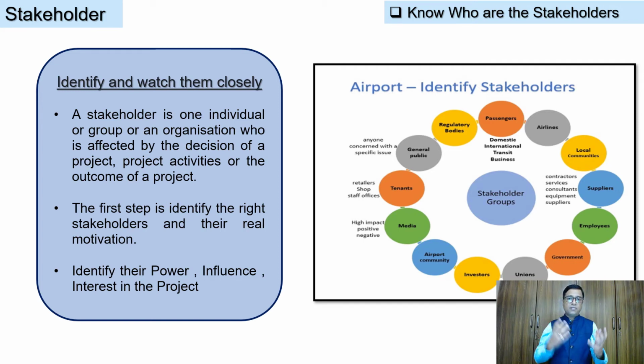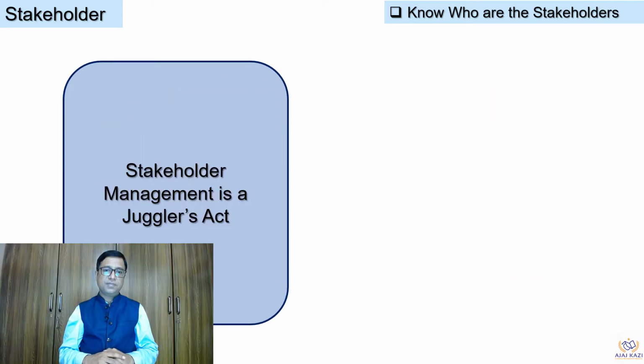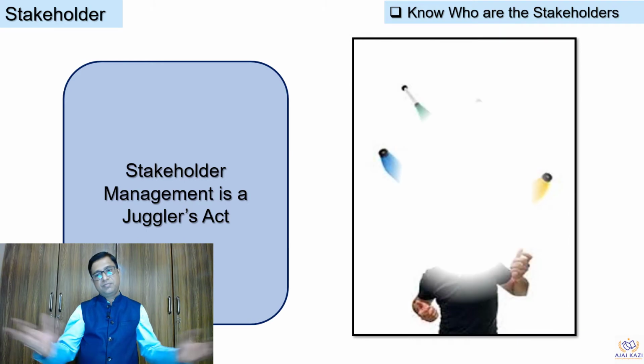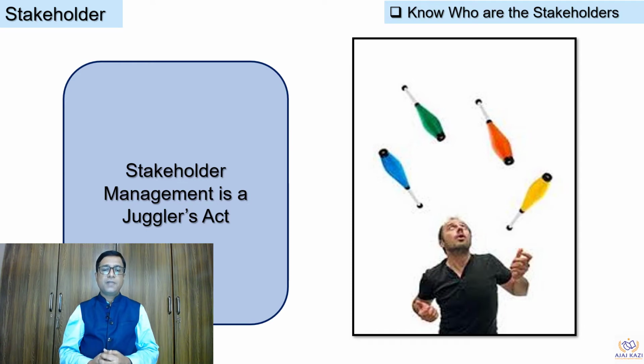So the first step is to identify, and the next step is to identify their power and interest in the project. Each stakeholder will have their own interest in the project, and they will have different powers in the project. Stakeholder management is a juggler's act. If you don't handle this properly and effectively, it will have an impact on your project. It's very important to understand and balance the stakeholder needs and engage them, and that's why it is called stakeholder engagement.